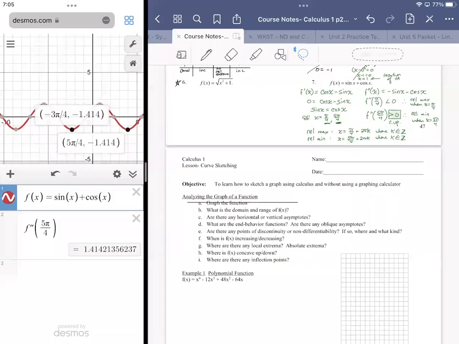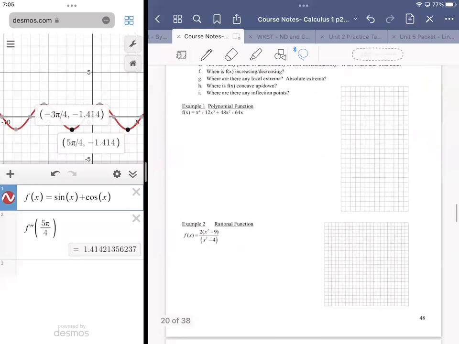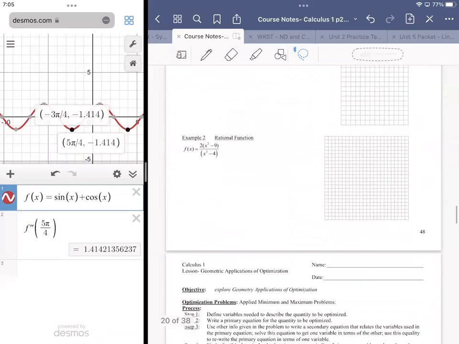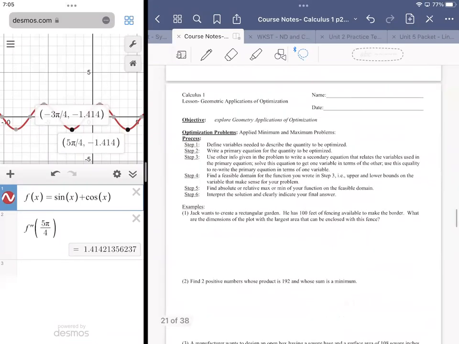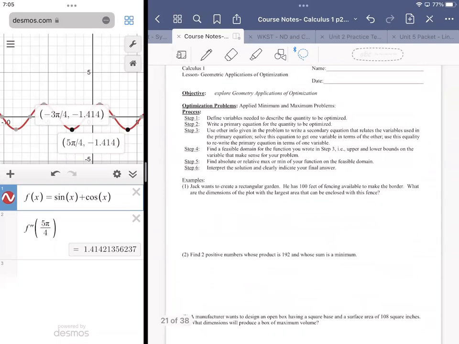But they're manageable. There's just a process to it. All right. So we're going to skip over page 48 and go right to geometric applications of optimization. And like I mentioned in the beginning of the class, but I also mentioned last time, if we don't go over a particular type of problem, it's because that particular type of problem is not something that you would be expected to do on an assessment.